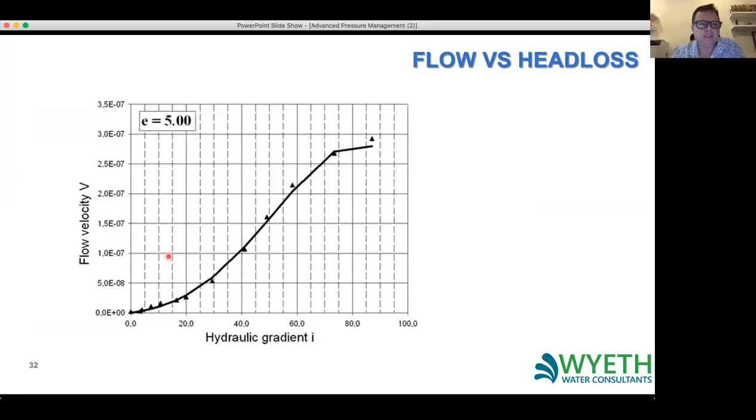Now these devices are not totally automatic, so you actually have to develop a relationship between velocity or flow through the flow meter and your hydraulic gradient, so the pressure you want on the downstream of the PRV.